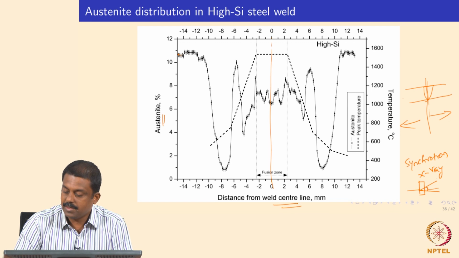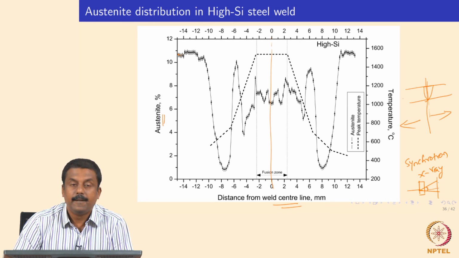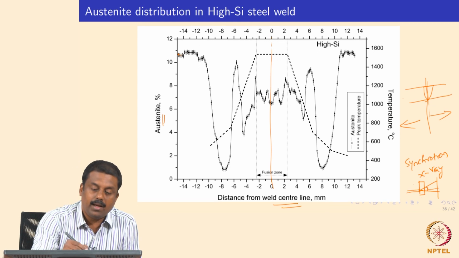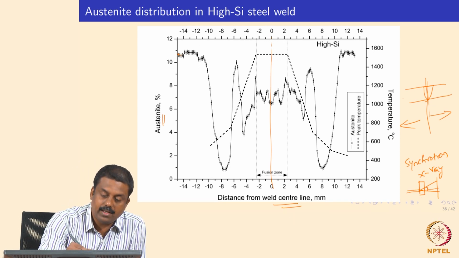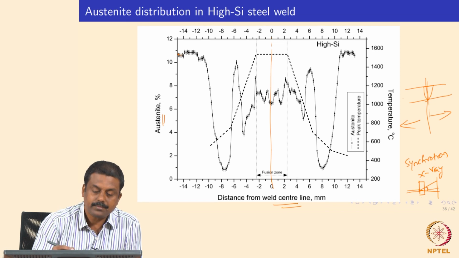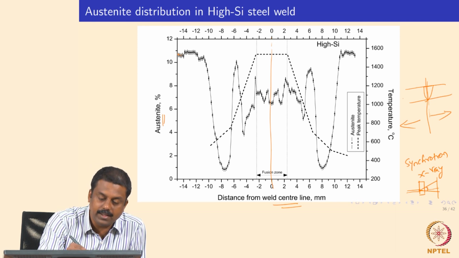So if we measure the diffraction on the other side of the sample, because it happens in transmission, we can measure precisely by controlling the beam size and the location. We can measure the retained austenite along the thickness of the sample for a given region.